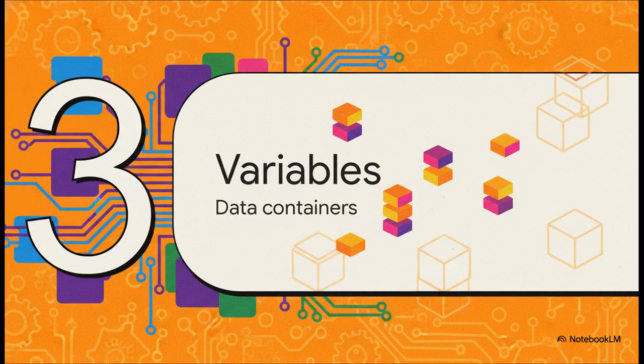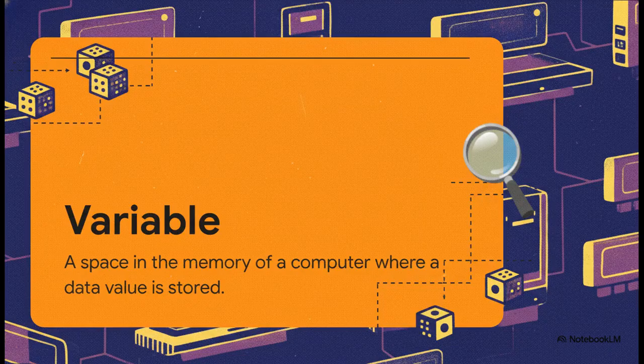All right, Section 3, the power of variables. Now, to actually use those data types we just talked about, we need a place to put them. Enter variables. A variable is simply a designated little box or container in your computer's memory that's just sitting there, waiting to hold a specific data value. It's exactly how your programs safely reference and swap out values on the fly while they run.